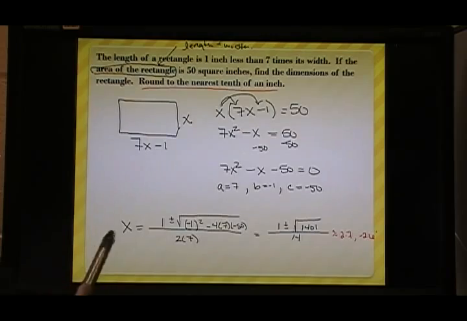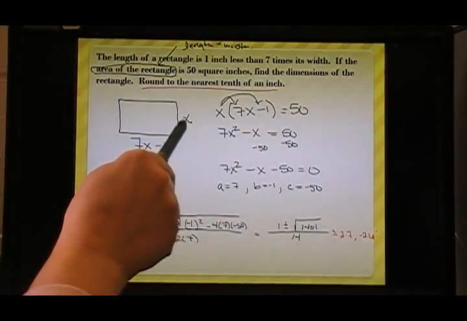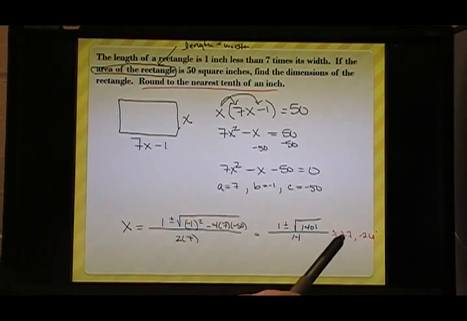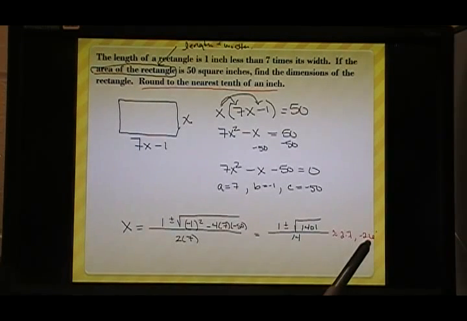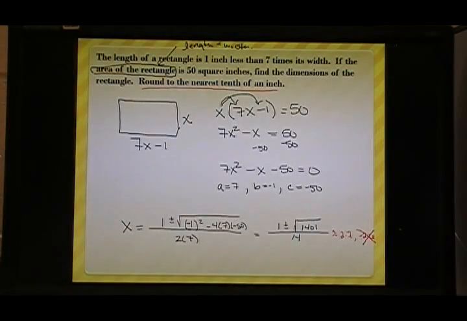So coming back to what x is, what I use to represent the width. Width is 2.7, width is negative 2.6. Negative 2.6 doesn't make sense. Okay, you cannot have a negative width. So it can't be that x is negative 2.6. It must be that it's approximately 2.7.